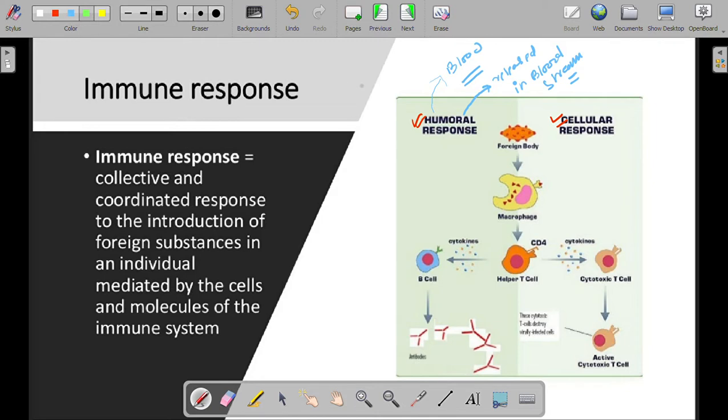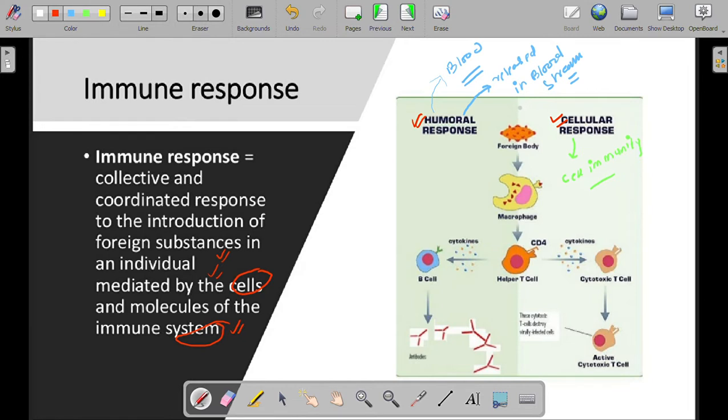And what is the meaning of cellular immune response? It is mainly related with cell immunity. It has no relation with the blood. So this is the main basic difference. And what is the meaning of the immune response? Immune response is the collective and coordinated response to the introduction of foreign substances in an individual, mediated by cells and molecules of the immune system.